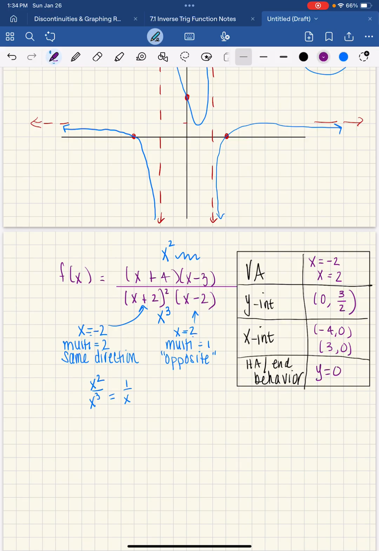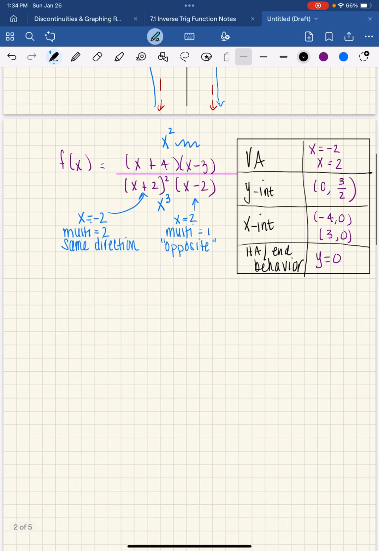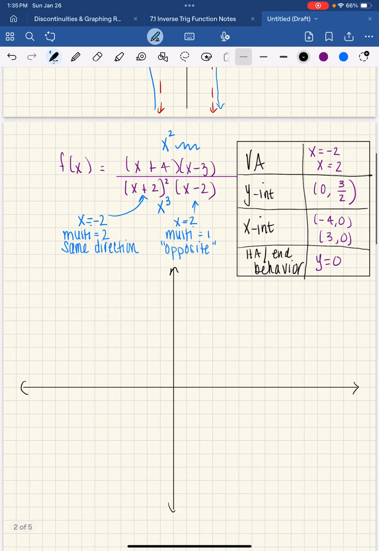How on earth is this going to happen, that I have an asymptote on the x-axis, but yet I have 2 x-intercepts? You are in big kid math now. We are talking about all kinds of asymptotes, bouncing and crossing, and now we're talking about multiplicity of asymptotes. We're talking about crossing asymptotes. Here we go. I have an asymptote at x equals -2.